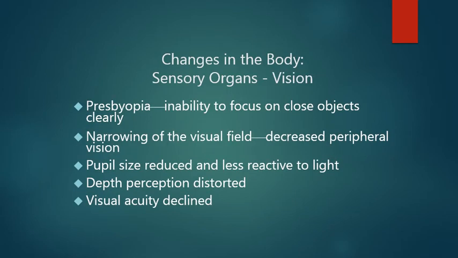So, changes that you may have are presbyopia, the inability to focus on close objects clearly, cannot read the label on the MSDS, narrowing of the vision field, decreased peripheral vision. When you are running a closed cab truck and tractor, and you've got either a sprayer or a plow that spans 25 feet, peripheral vision is extremely important so that you're not hitting other objects.